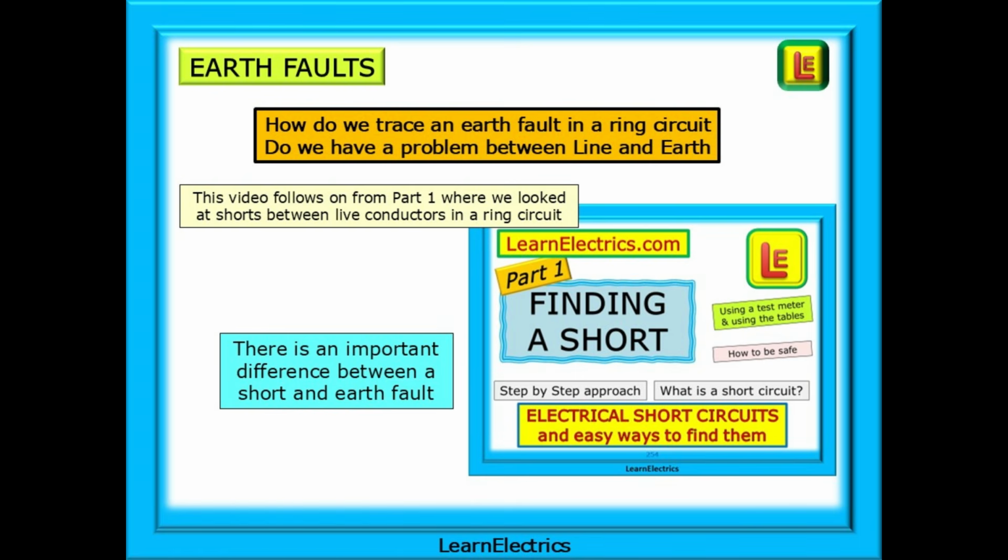The video follows on from part 1 of this mini-series on finding shorts. In the first part, we looked at shorts between live conductors in a ring circuit. This video will be on faults between line and earth conductors, or CPC, and there is an important difference between a short and an earth fault. It's all in the name that we call it.